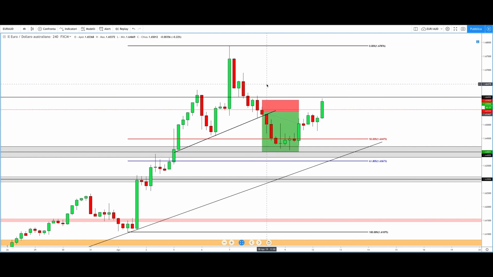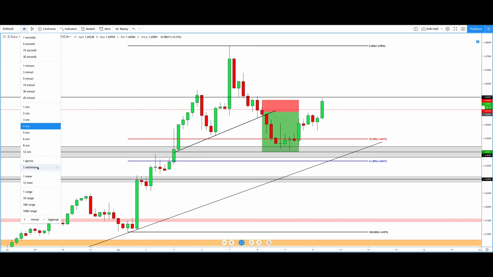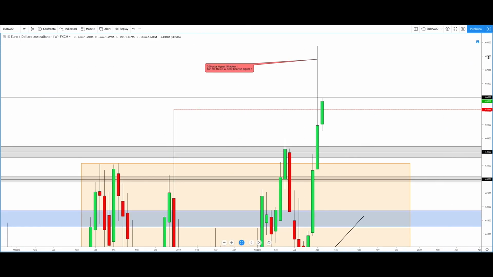So we are here on the 4-hour time frame, and we can see this short trade from last week, obviously with target around 1.64, but to understand this trade we need to go on bigger time frame, especially on the weekly time frame.